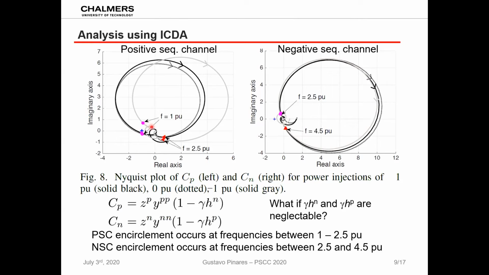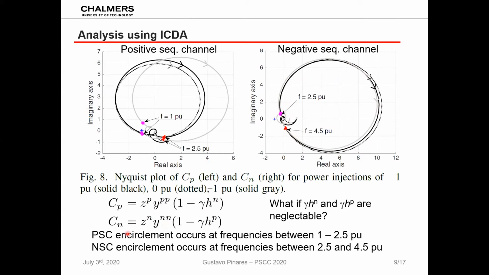And we see that when the power injection is -1, the Nyquist plot doesn't enclose the point -1, and this coincides with the conclusion we got from the pole analysis, where we said that the instability takes place when we have a power injection higher than -0.5. So we have instability here for 0 and +1. And when we look at the negative sequence channels, we see that for all the cases, the curve is far from enclosing the point -1.